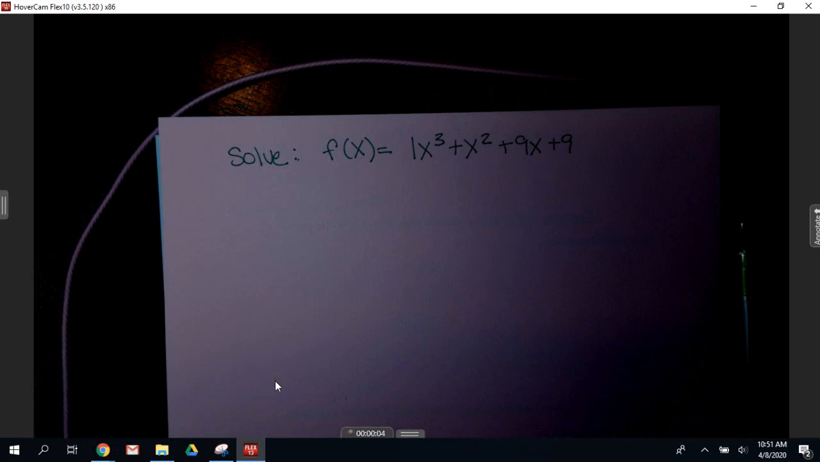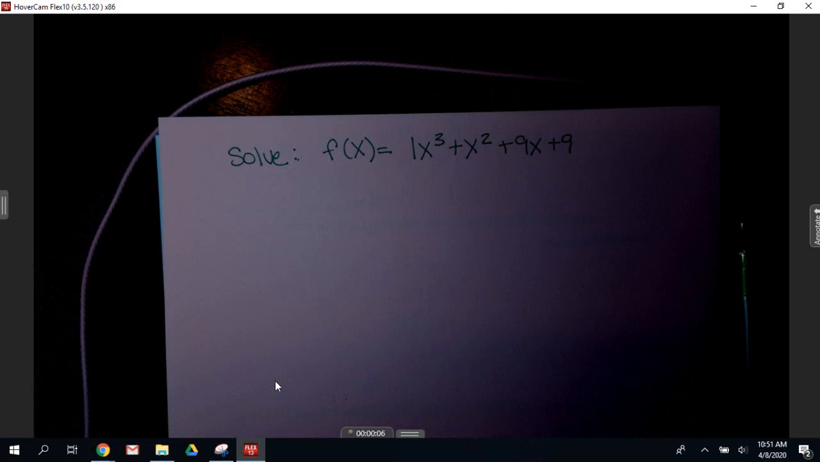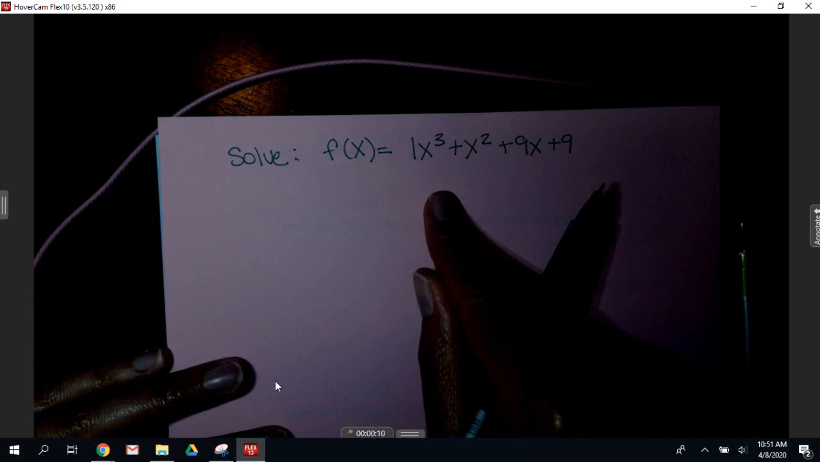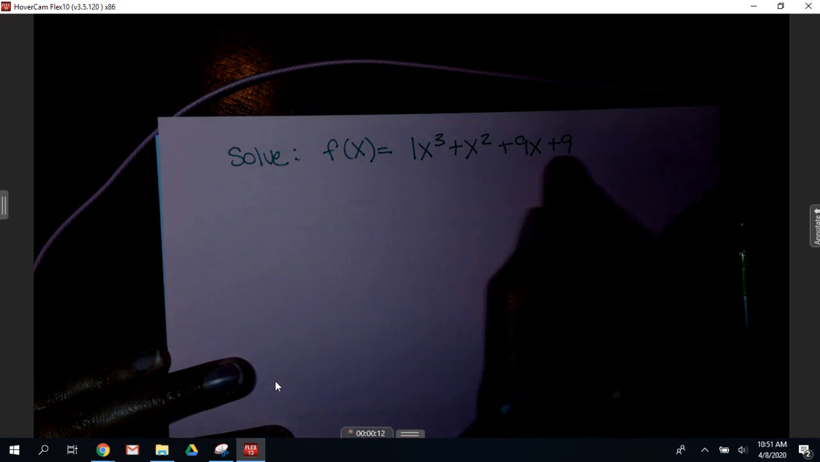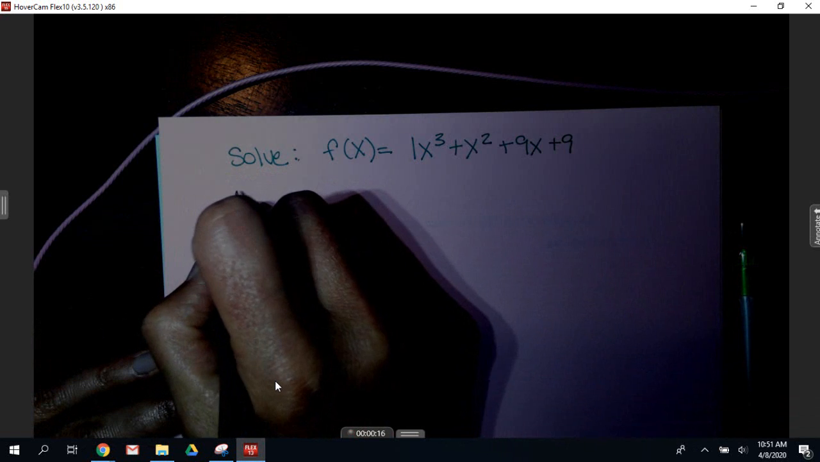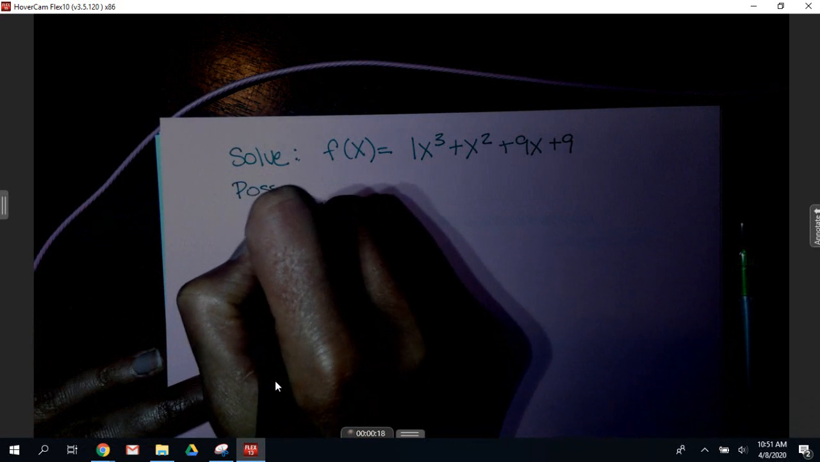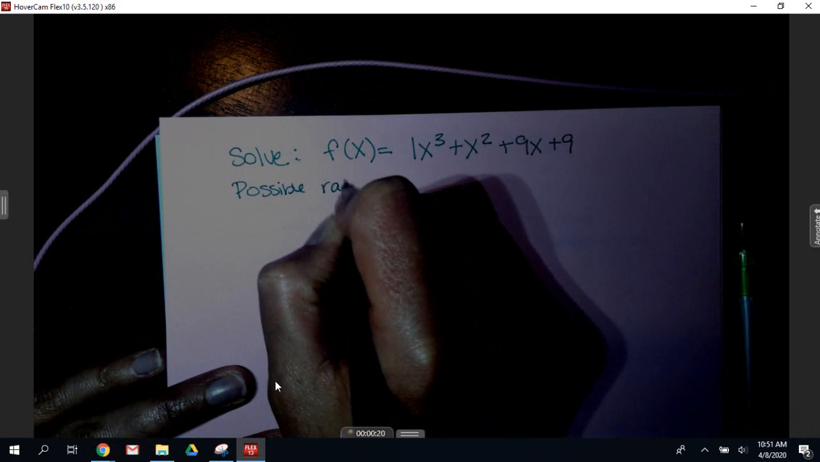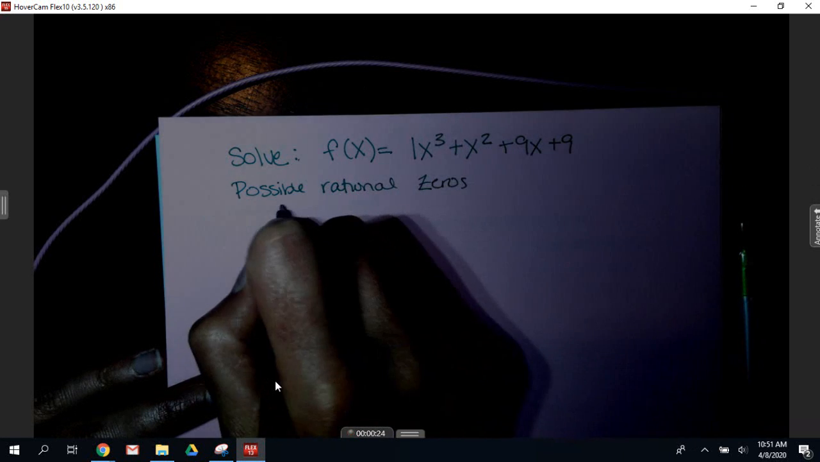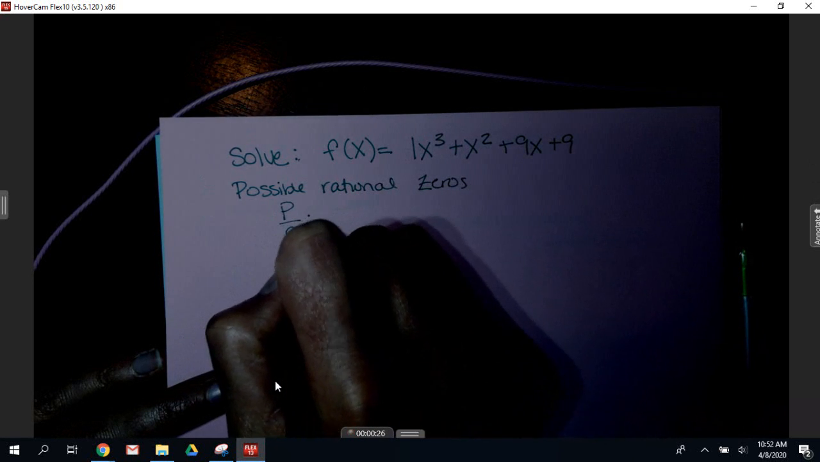So this is our next example. So here we want to solve. So this is our second solving one. So we want to find our list of possible rational zeros first. So this is our P over Q.